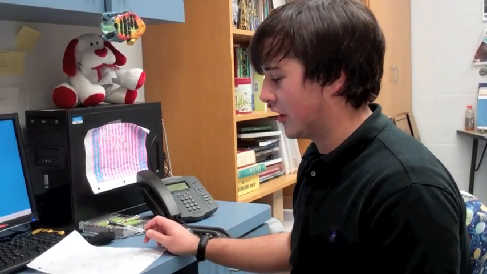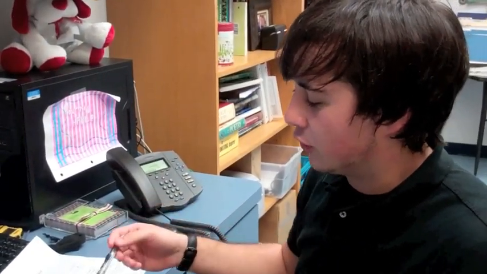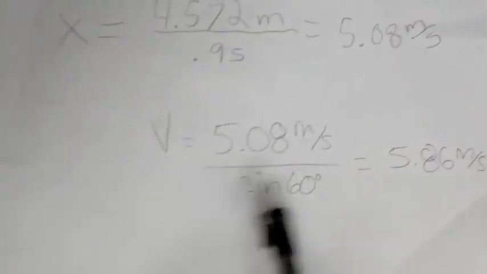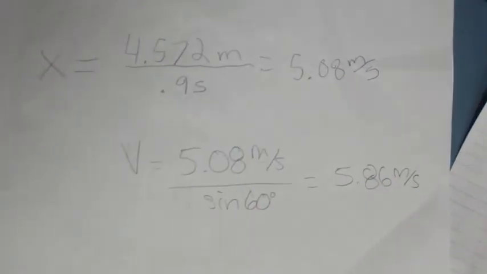Alright, now we need to account for our vertical rate again. So we're going to use a little bit different equation this time. Instead of having that 45-45-90 triangle, we're going to use a 60, because it's 60 degrees, we're going to use sine 60. So we'll have 5.08 meters per second, which is our horizontal rate, and then we're going to divide that by sine 60, giving us 5.86 meters per second as our final initial velocity for the shot coming out of the player's hand.